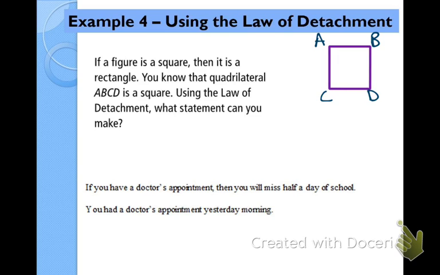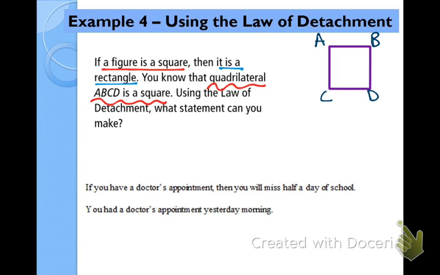Okay, so let's look at this. In my first sentence, what is my hypothesis? A figure is a square. What is my conclusion? It is a rectangle. Now let's look at the statement that they gave me. You know that quadrilateral ABCD is a square. Does this fulfill the hypothesis? Yes, it does. Quadrilateral ABCD is a square. So if it fills the hypothesis, we can come to a conclusion. What would our conclusion be?